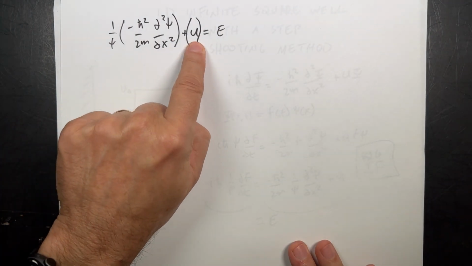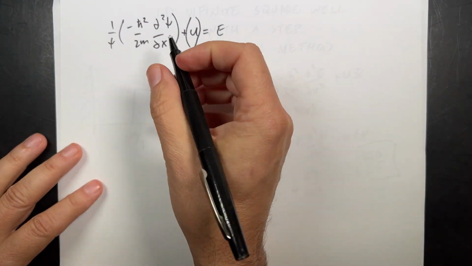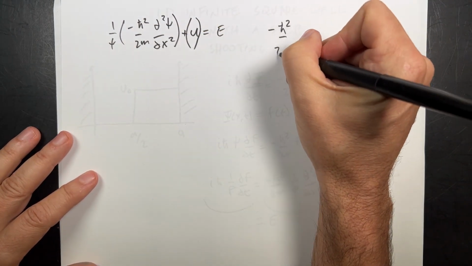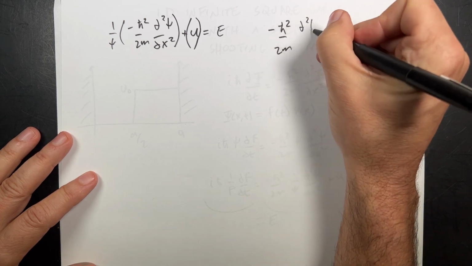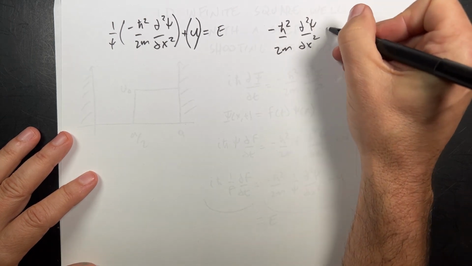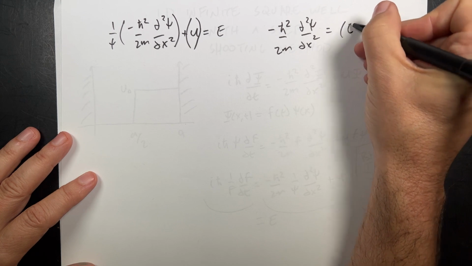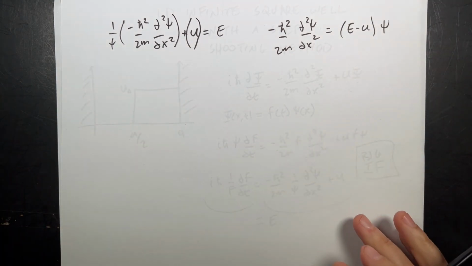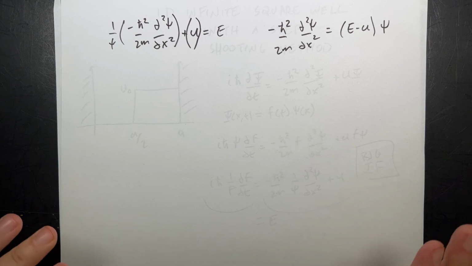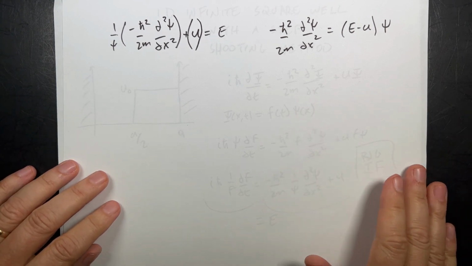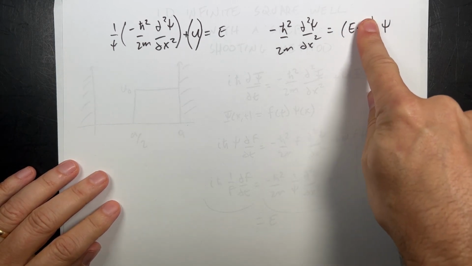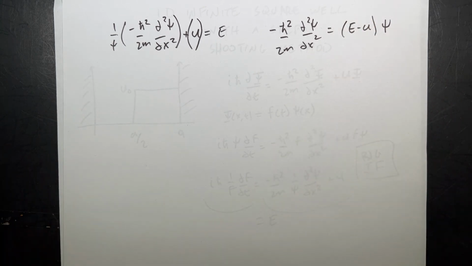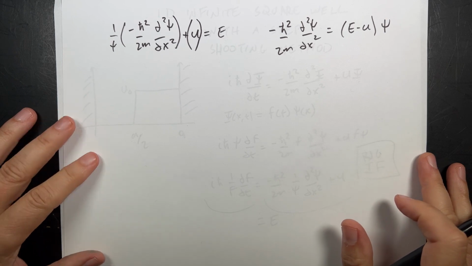Okay, now I subtract U from both sides and multiply by psi, and I get this differential equation: negative h bar squared over 2m second partial with respect to x equals E minus U times psi. Before, with the infinite square well with no step, there was just no U. And now we have a minus U there. So how do we solve this equation?